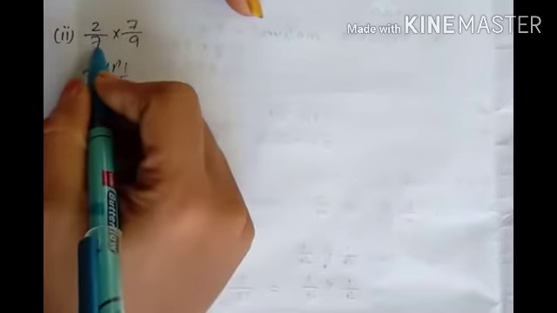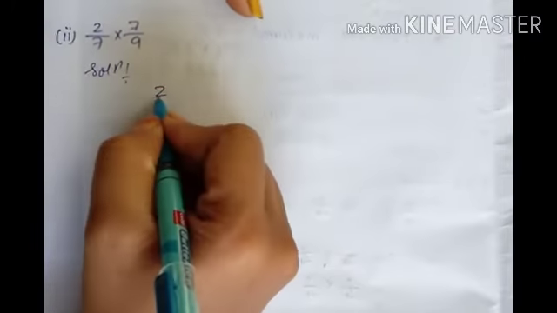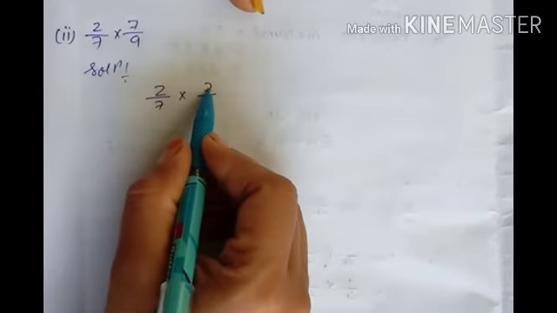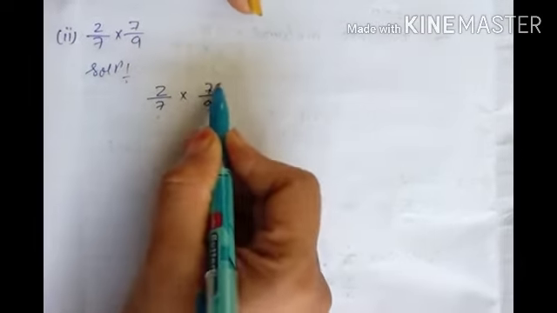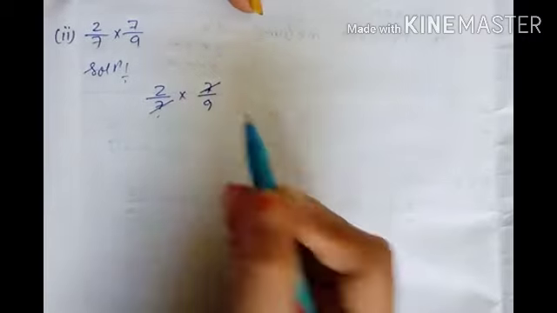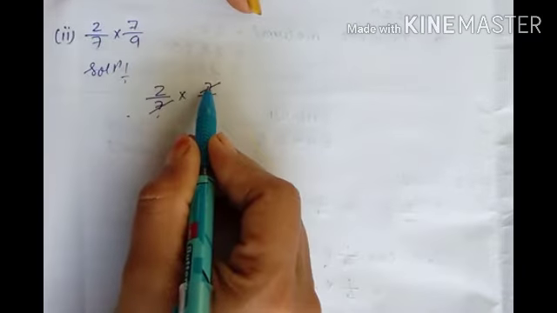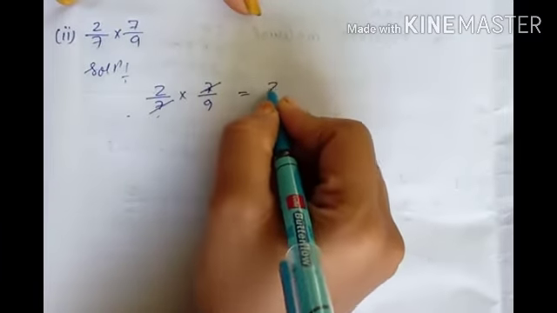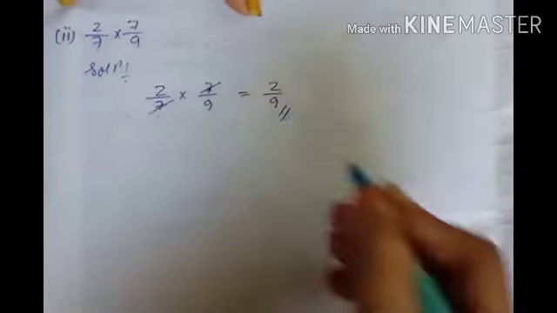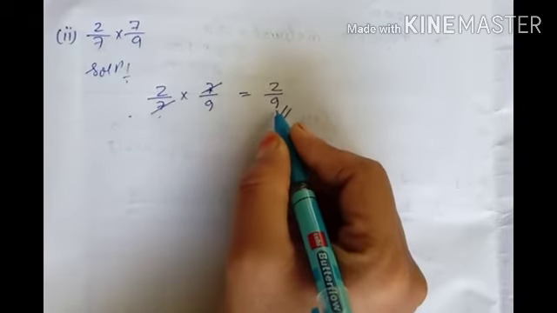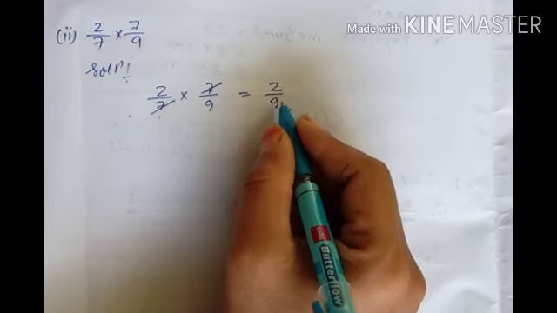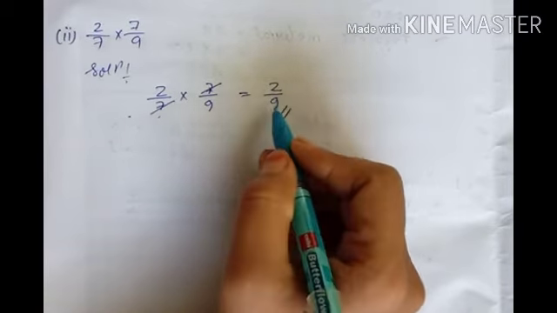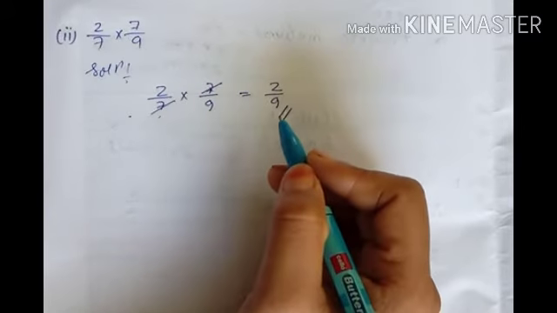Question number 2, 2 upon 7 multiply 7 upon 9. You can see here also 7 in the numerator and 7 in the denominator. If it is like this, you can cancel. No need of multiplying, directly you can cancel here. 7 and 7 will get cancelled. The remaining value is 2 upon 9. This is already a proper fraction, as the numerator is smaller than the denominator, so we cannot reduce it. Your answer will be 2 upon 9.